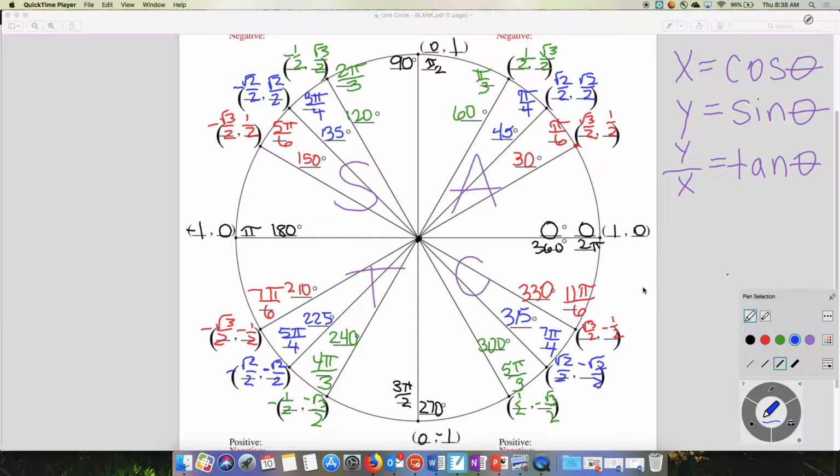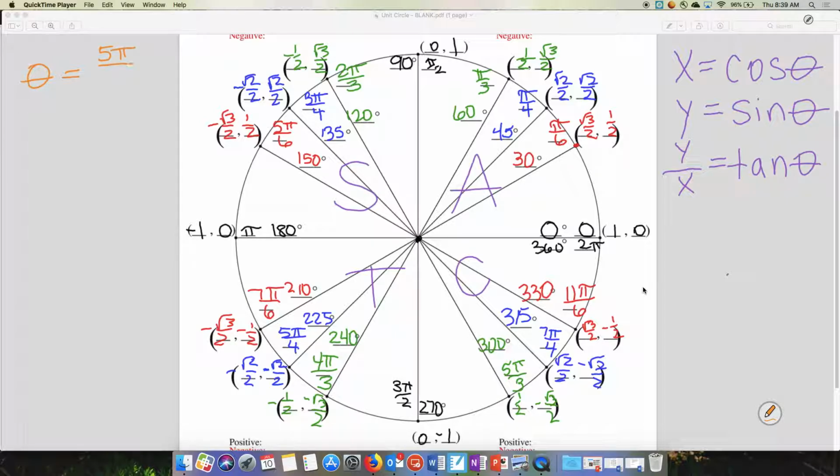Let me change my color here. Do like orange. Does that sound good? Okay. So if I asked you to evaluate the trig functions at theta equals, we'll talk about 5 pi over 6. Okay. So 5 pi over 6 is right here. Do you see it? Okay.